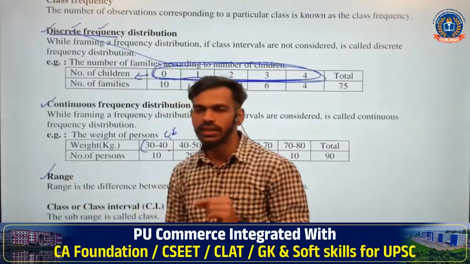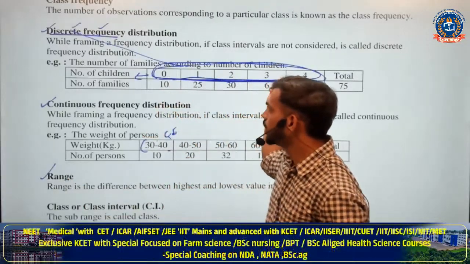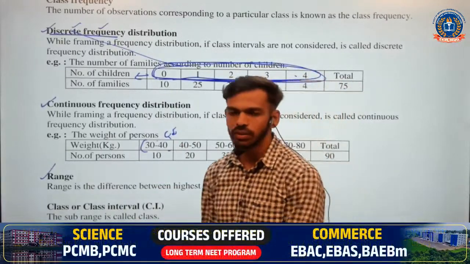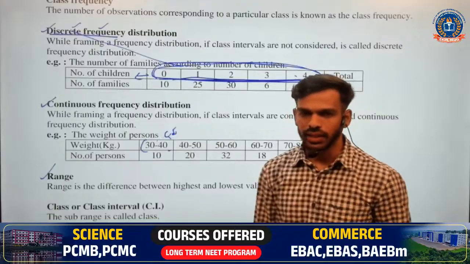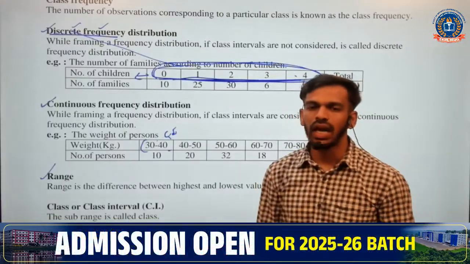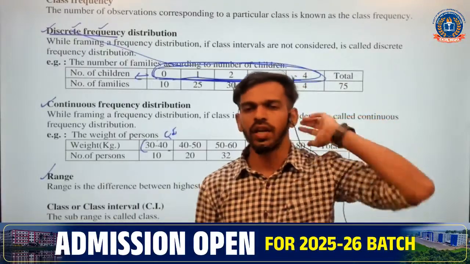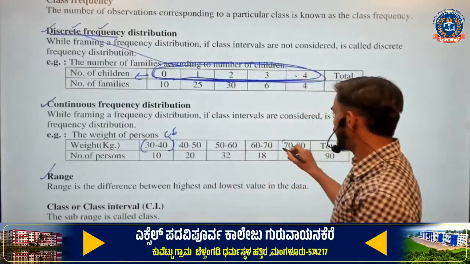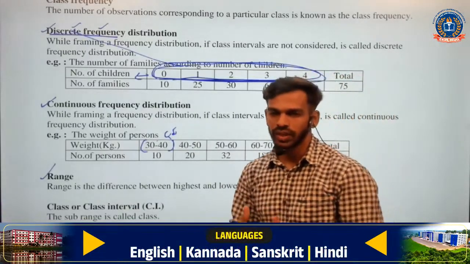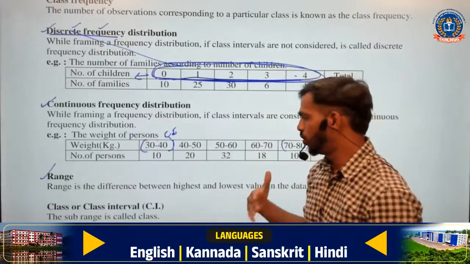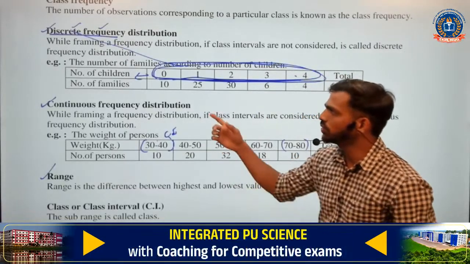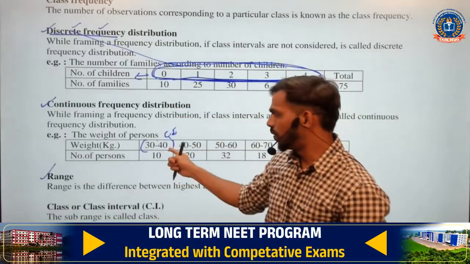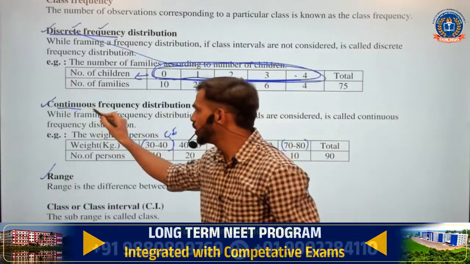Range is the difference between the highest and lowest value. I hope it is clear. If it is not clear, just let me know in the comment box and I can explain again. Similarly, we can have class intervals when we have a larger range in the data. When the variation is more, or the data range is more, then instead of a discrete frequency distribution we can construct class intervals, that means a continuous frequency distribution.